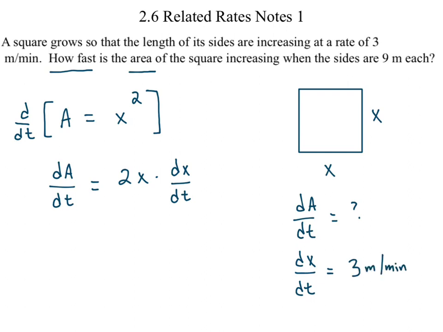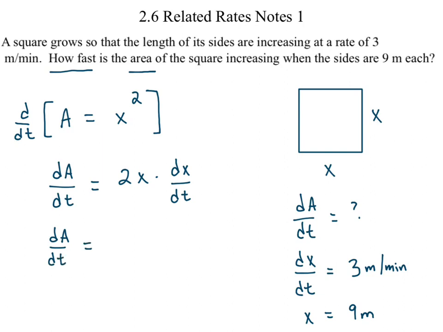dx/dt is how fast the sides are changing, and they tell me in the problem that the side is increasing at a rate of 3 meters per minute. And then the last piece of information, they give me when x is a specific moment. So right when that side length is 9 meters, that would be a fixed x at that moment. So I'm going to plug those numbers into my formula and solve for it.